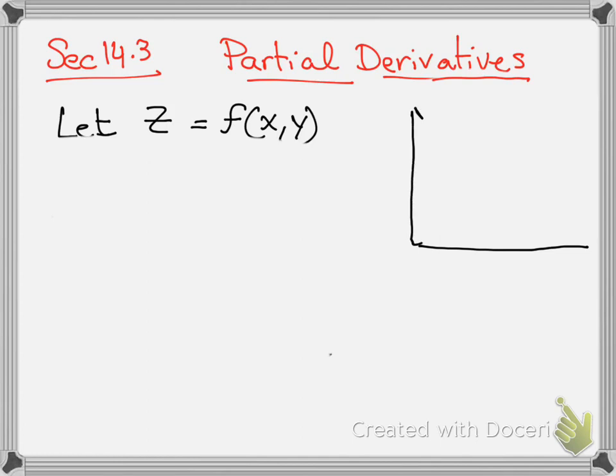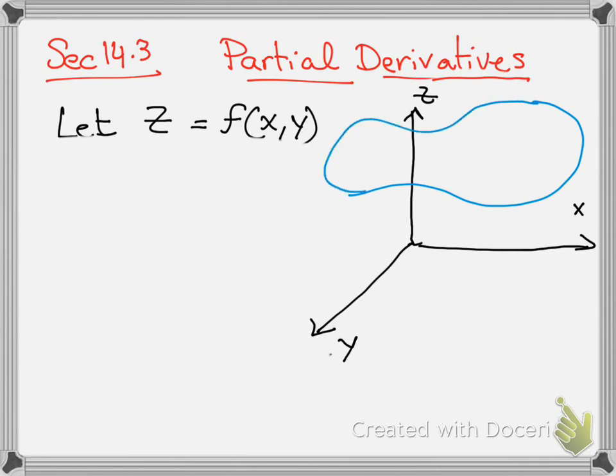So we're going to have three axes here. Here's my x axis, here's my y axis, and here's my z axis. And so the graph of f of x, y, let's say this is the graph of f of x, y.